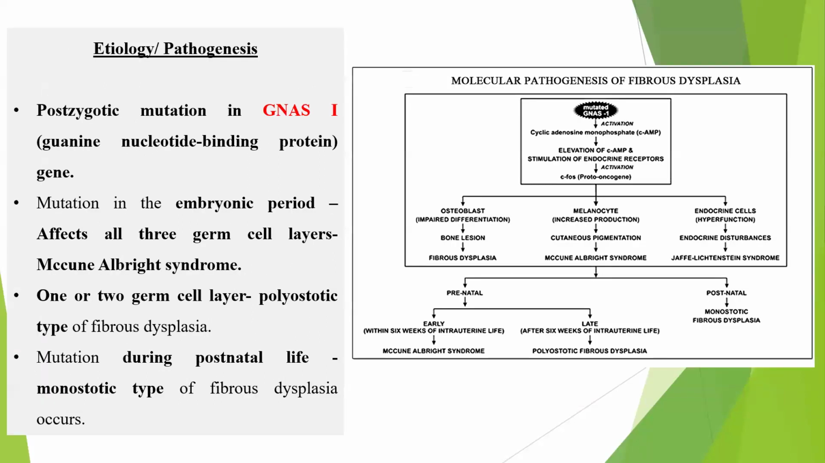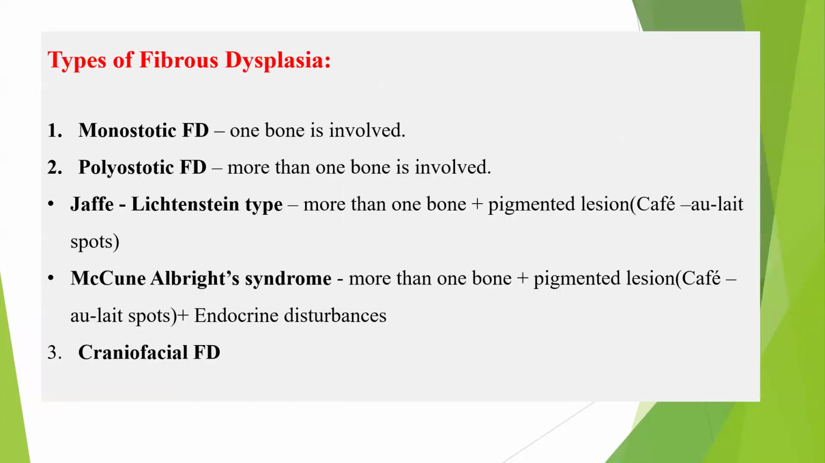The main etiology of pathogenesis is the mutation of the GNAS1 gene, that is guanine nucleotide binding protein. The mutation happens in the embryonic period, and it can affect all three germ layers, which is seen in McCune-Albright syndrome. If one or two germ layers are affected, it is the polyostotic type of fibrous dysplasia, and the mutation happening at postnatal life is the monostotic type of fibrous dysplasia.